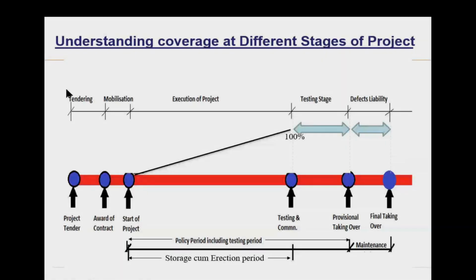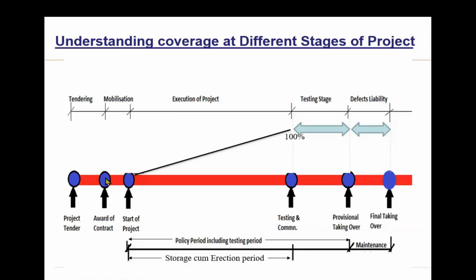And if you understand this, you will understand the different stages of the project. Initial is the tendering stage, then your mobilization. This is the transit stage. From here to here, your tendering is done, and at this stage, your contract is awarded to the final contractor. Okay.